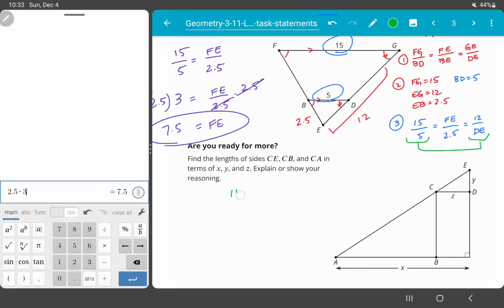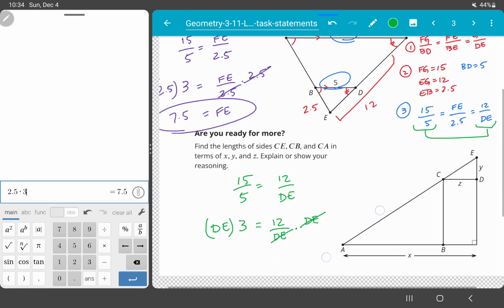So we'll do 15 over 5 equals 12 over DE. And just like last time, I'll simplify this to 3. 3 equals 12 over DE. Now this time, I'm going to need to multiply, but instead of multiplying by the number that's on the bottom, now it's a variable that's on the bottom. It's the length of DE. So I'm just going to multiply both sides by DE, whatever that length is. That's going to make these cancel out.